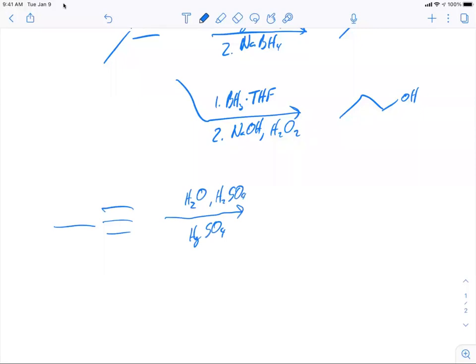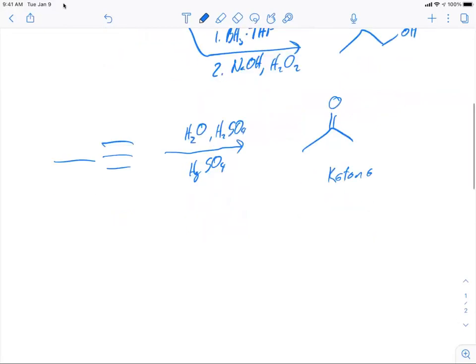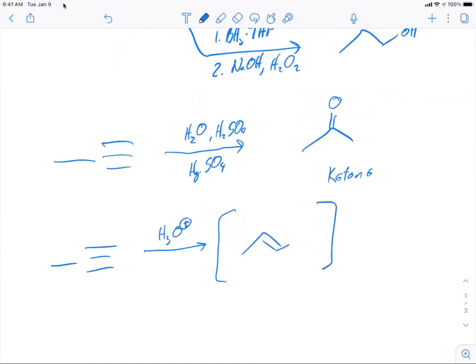So good question, Bruno. So if we look here, what we end up with is not the alcohol, but the ketone. And what's going on here, and we'll look at the mechanism, is that the mercury is acting as a catalyst, but what we end up with in this first step is this species, which is known as an enol, but that enol will change to the ketone.